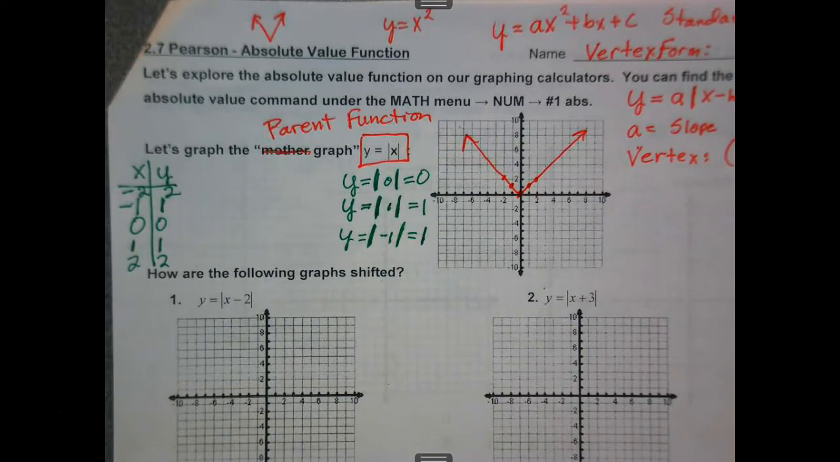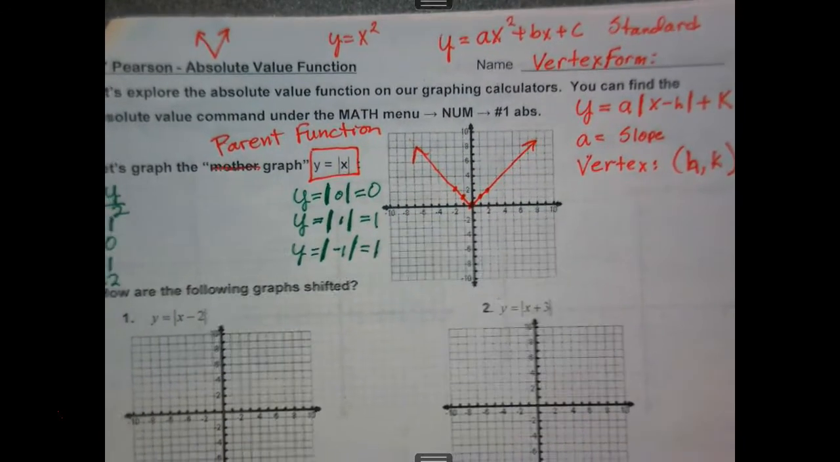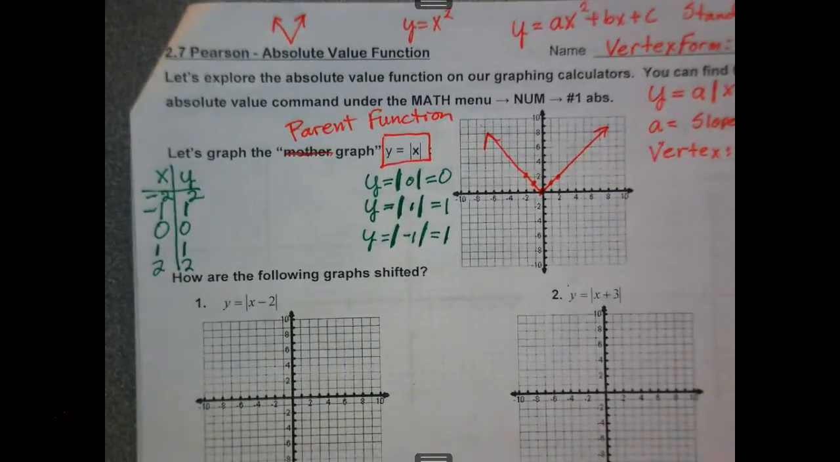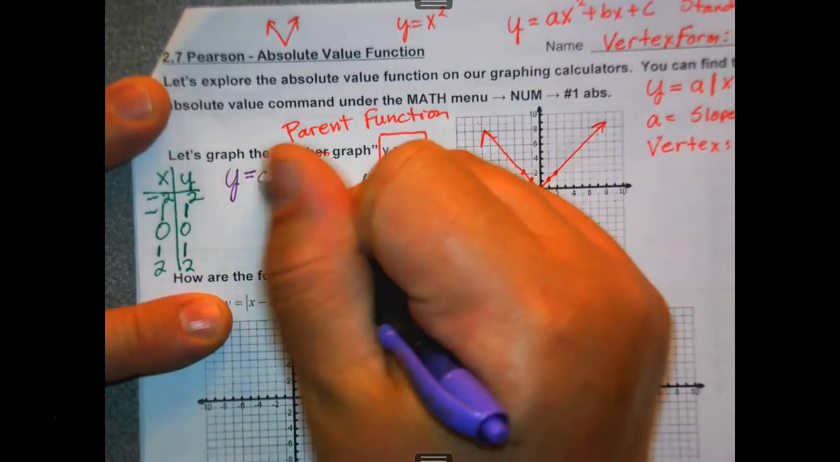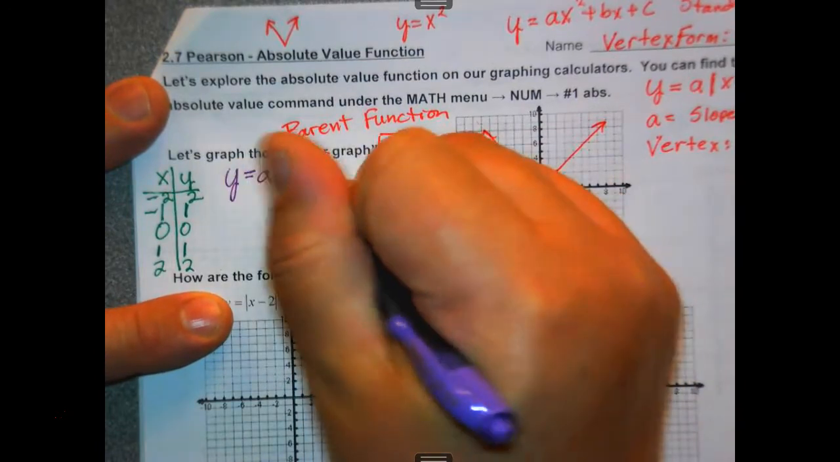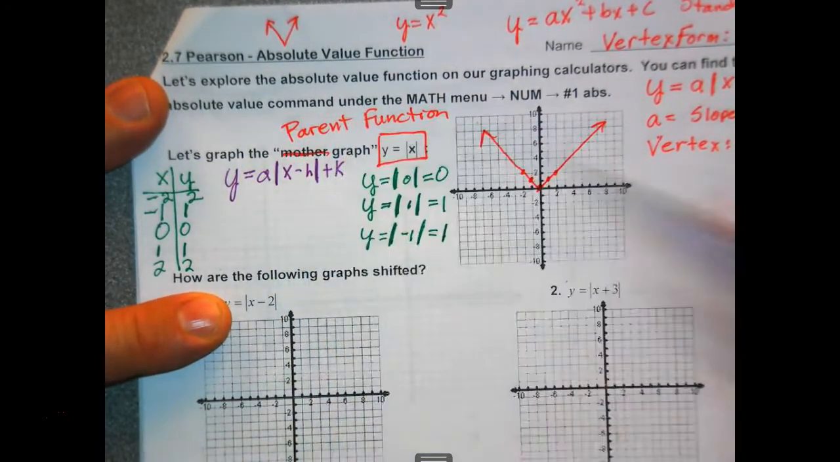Want me to show you another way? Do you? Mr. T, can you show us another way? Why, I'd be happy to. Okay. So, we have our vertex form: y equals a times the absolute value of x minus h, plus k, correct?